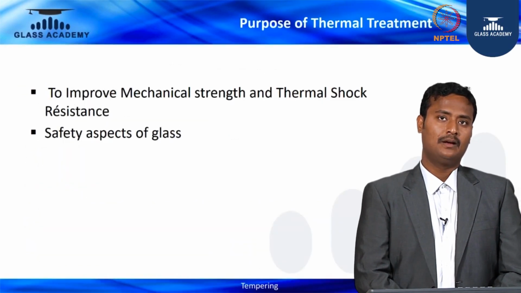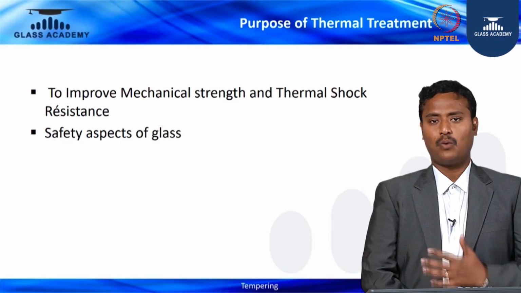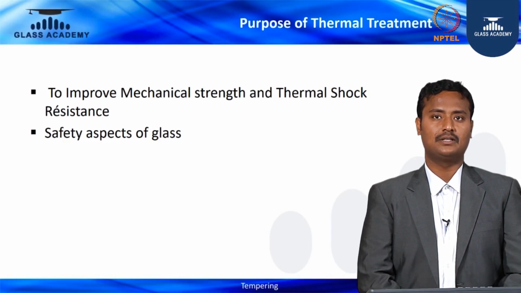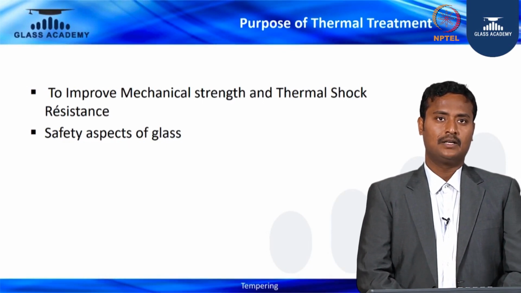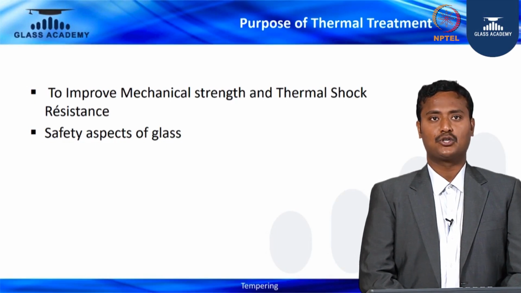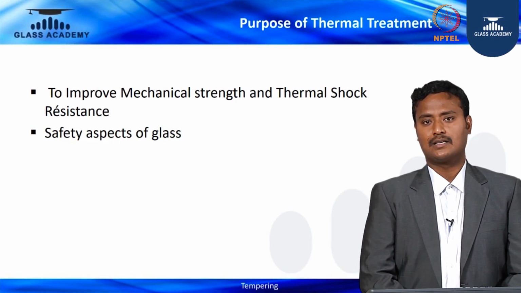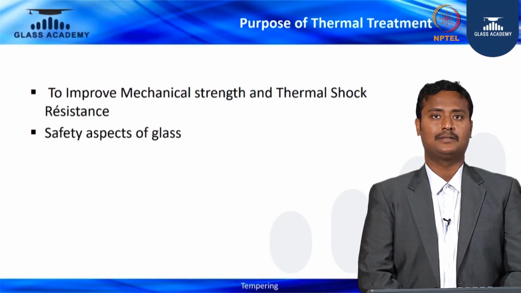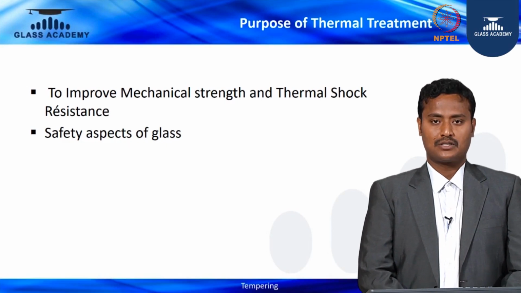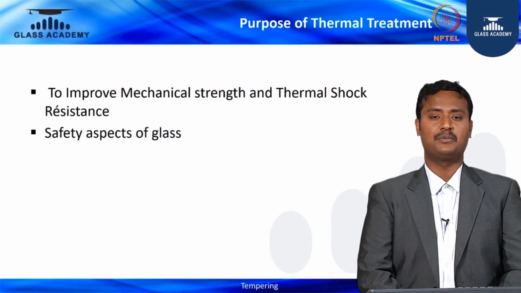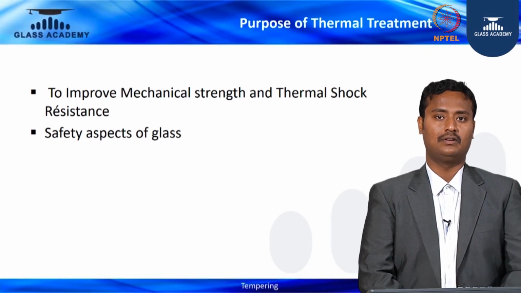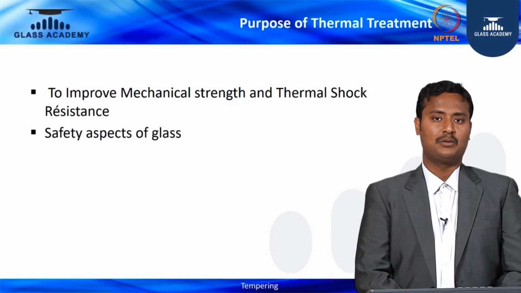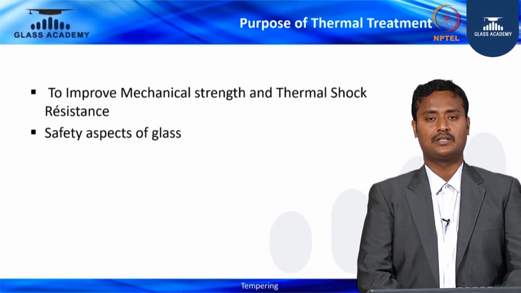So let's move on. Why do we need to use tempered glass? What is the purpose of using tempered glass? To improve mechanical strength and thermal shock resistance. Mechanical strength is nothing but tensile strength, compressive strength and bending strength. Thermal shock resistance: temperature differences cause glass breakages. In order to prevent this thermal shock, we have to temper the glass.